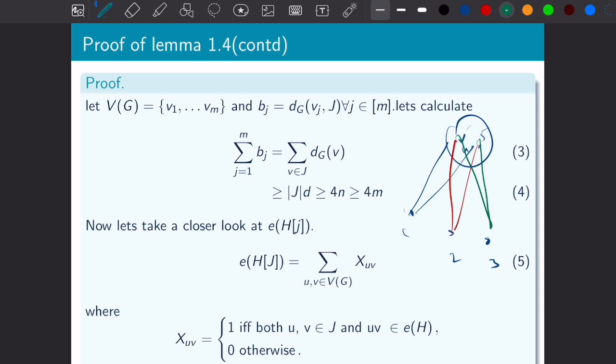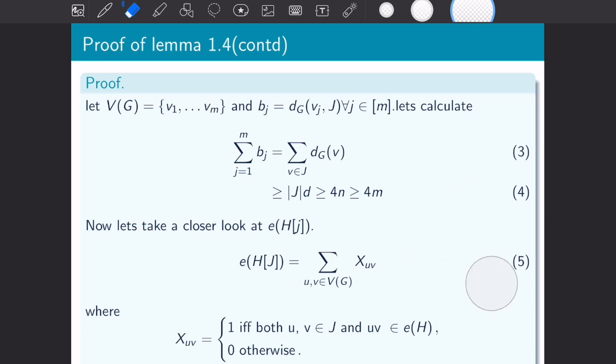So when we take a sum of all the b_j's, we can actually replace the whole thing by the sum of the degrees of vertices which are present in J, which is being shown here. Here v is a vertex which is present in J, and d_G(v) is the degree of that vertex in the actual graph G. As the minimum degree of graph G is small d, this is greater than or equal to the cardinality of J times d, and as n is greater than or equal to small d, this result will be obtained.